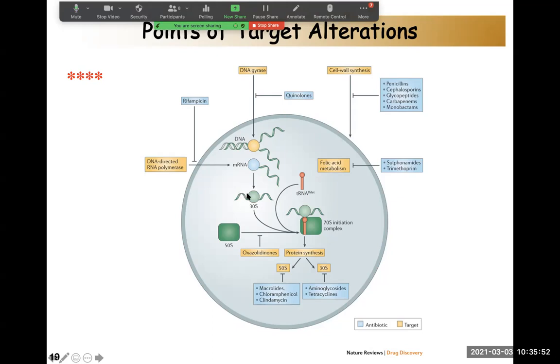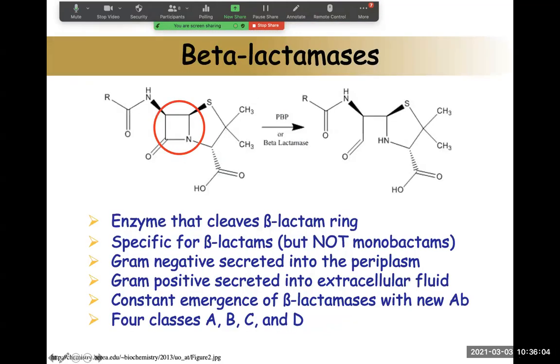The cell wall provides the structure and resistance. So as you can imagine, when we're talking about resistance, it's going to become resistance to all the points where you're attacking the bacteria with antibiotics. So that's all the target alterations.